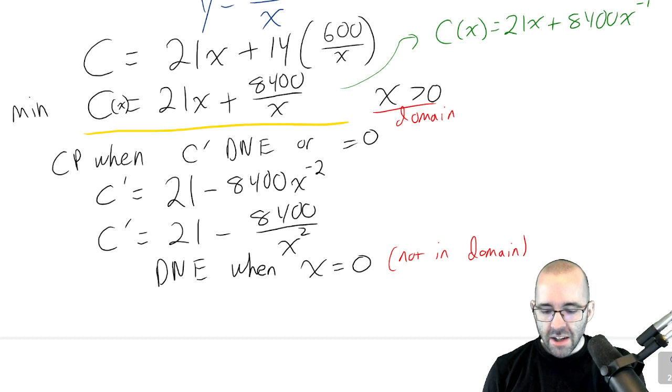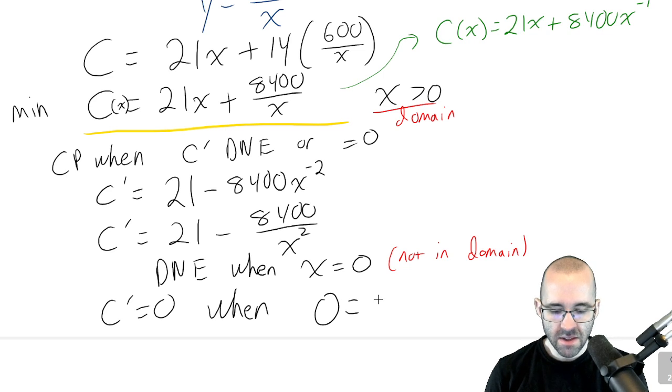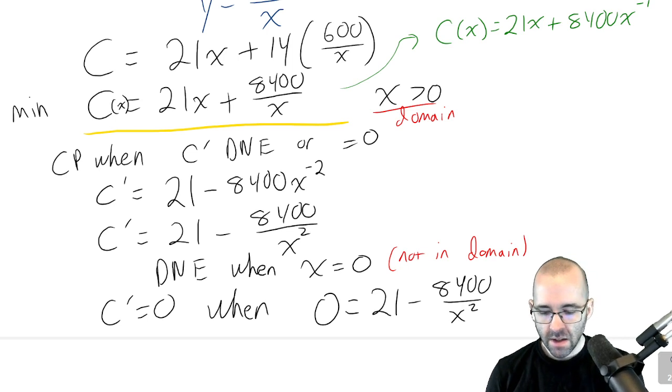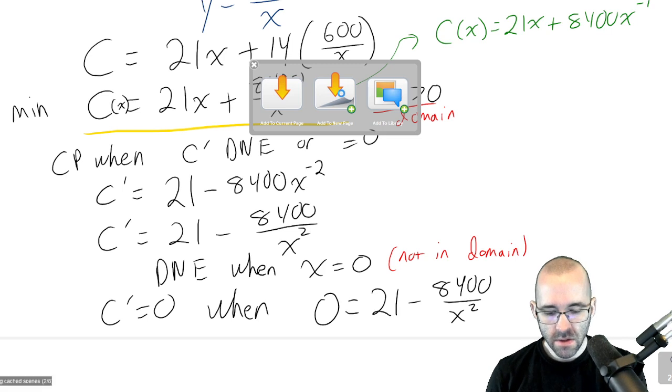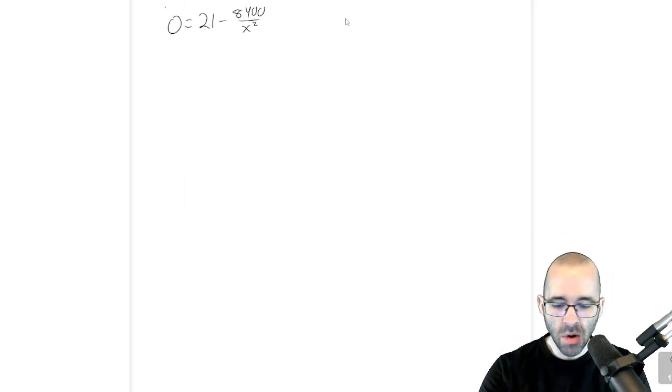Okay, we also need to find out when C prime equals 0. So, let's set it equal to 0. If C prime is 0, the C prime literally becomes the 0. And now we have to solve this rational equation. We've solved rational equations before. If you're a little fuzzy on your rational equation solving, that's no problem.